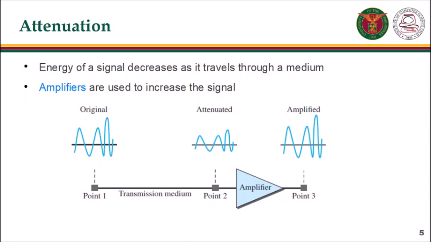Attenuation means a loss of energy. When a signal, simple or composite, travels through a medium, it loses some of its energy in overcoming the resistance of the medium. That is why a wire carrying electric signals gets warm, if not hot, after a while. Some of the electrical energy in the signal is converted to heat. To compensate for this loss, amplifiers are used to amplify the signal.